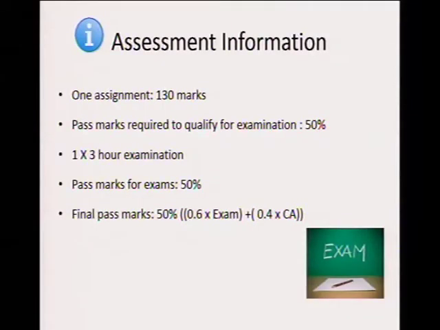The exam will also consist of a 130 marks paper, which will also require a 50% pass mark. So 50% of that 130 should be 65. Then the final marks that will come in your transcript will be 60% of your exam and 40% of your CA, and the sum of the two gives you your final marks.